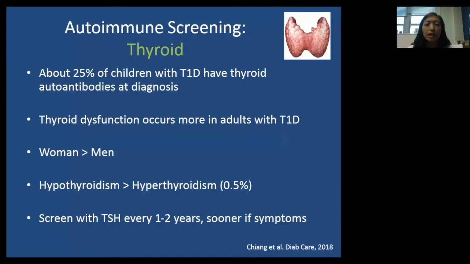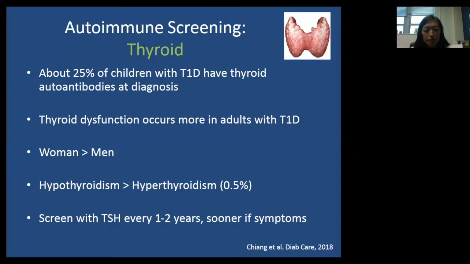With thyroid disease, about 25% of children with type 1 actually have thyroid autoantibodies at diagnosis of their type 1 diabetes. Does not mean that they are symptomatic or have overt thyroid dysfunction, but again, that they have a higher propensity to develop overt thyroid disease in the future. Thyroid dysfunction occurs more often in adults with type 1 diabetes and more often in women than men. And most of the time, it's typically due to hypothyroidism or Hashimoto's hypothyroidism versus hyperthyroidism. So only about 0.5% of those with type 1 diabetes have hyperthyroid disease.